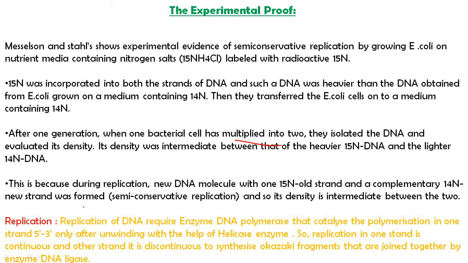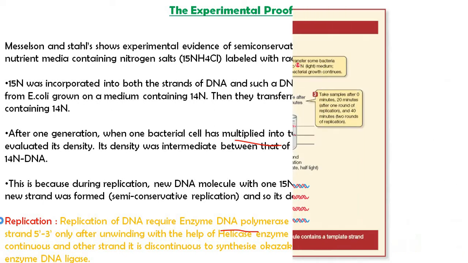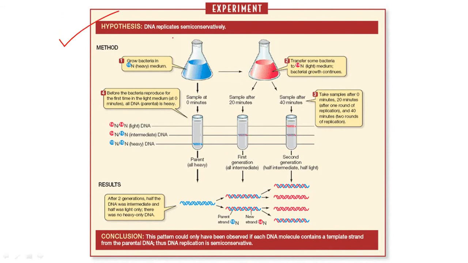Replication of the DNA requires the enzyme DNA polymerase that catalyzes the polymerization in one strand in the 5' to 3' direction only, after unwinding with the help of the helicase enzyme. So the replication in one strand is continuous and the other strand is discontinuous, to synthesize the Okazaki fragments that are joined together by the enzyme DNA ligase. As I've told, the DNA replication is semi-discontinuous too. In this slide, I'll be explaining the experiment schematically.